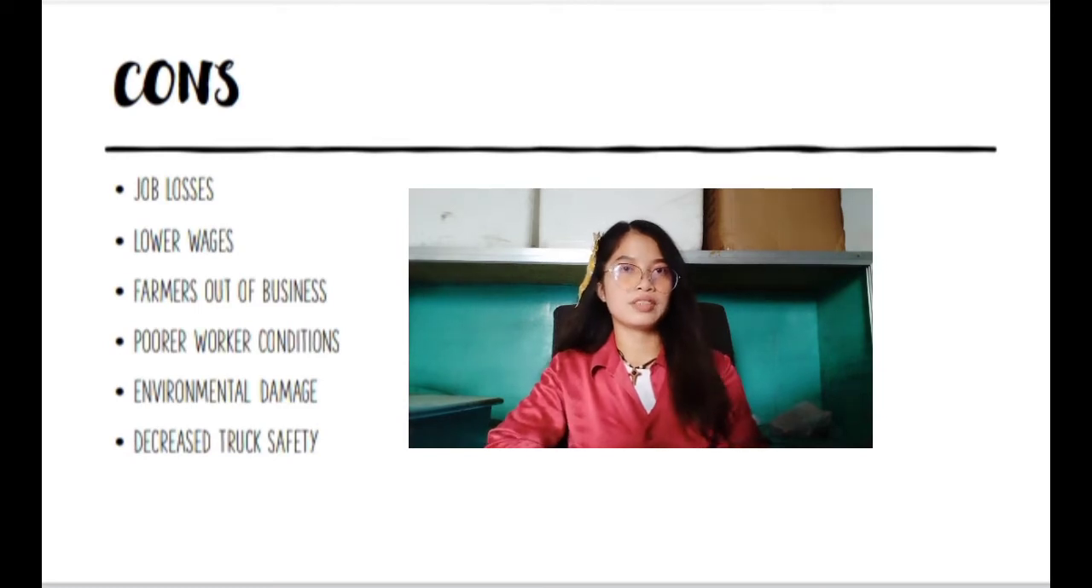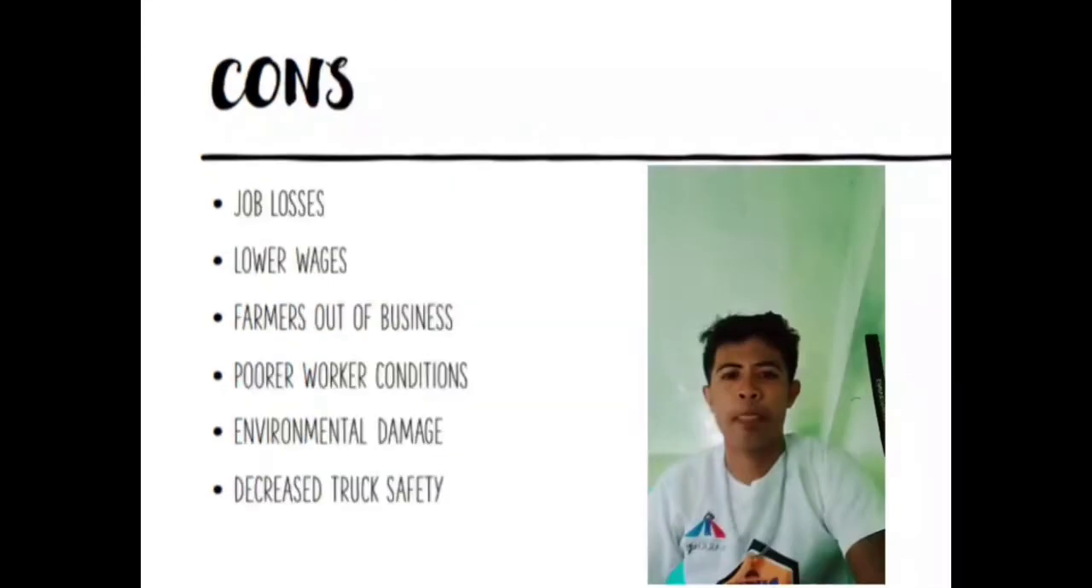For the third, farmers are out of business. NAFTA put Mexican farmers out of business. It allowed U.S. government-subsidized farm products into Mexico. Local farmers could not compete with the subsidized prices. As a result, some statistics estimate that 1.3 million farmers were put out of business.